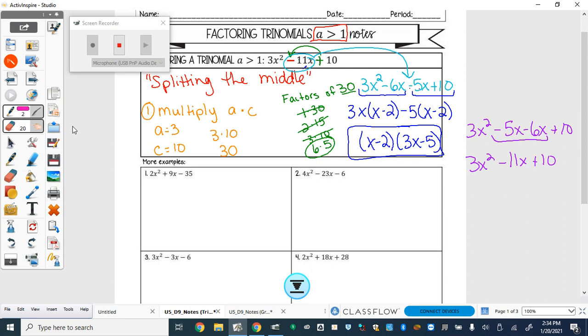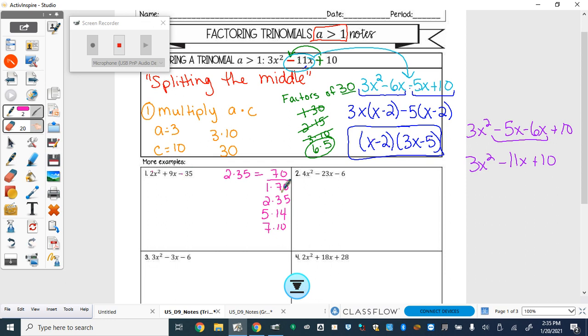So let's take a look at our first example. So again, 2 times 35 gives us a 70. We have a lot of factors of 70. 3 doesn't go into it. 4, no. 5, yes, 5 times 14. 6, no. 7, yes, 7 times 10, and then 8, 9, no. Okay. So there's our factors of 70. So again, we want factors of 70 that are going to be able to give us a 9 in the middle. This time by subtraction.